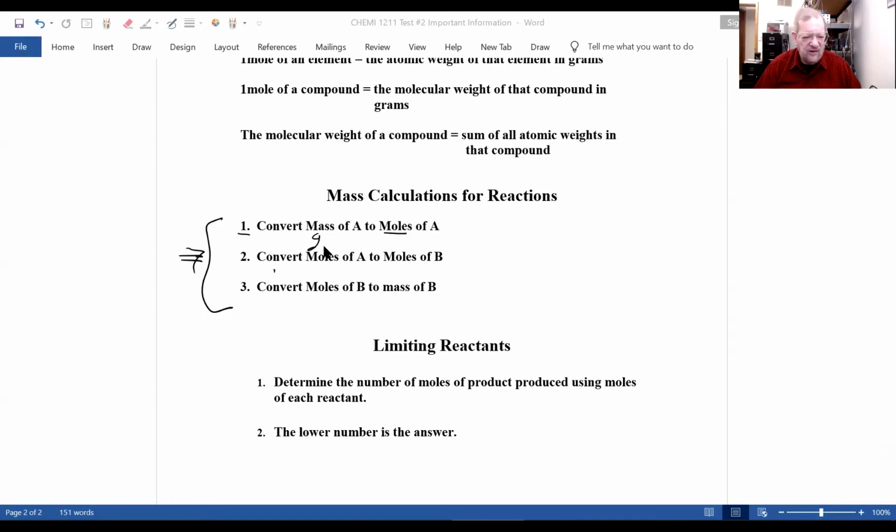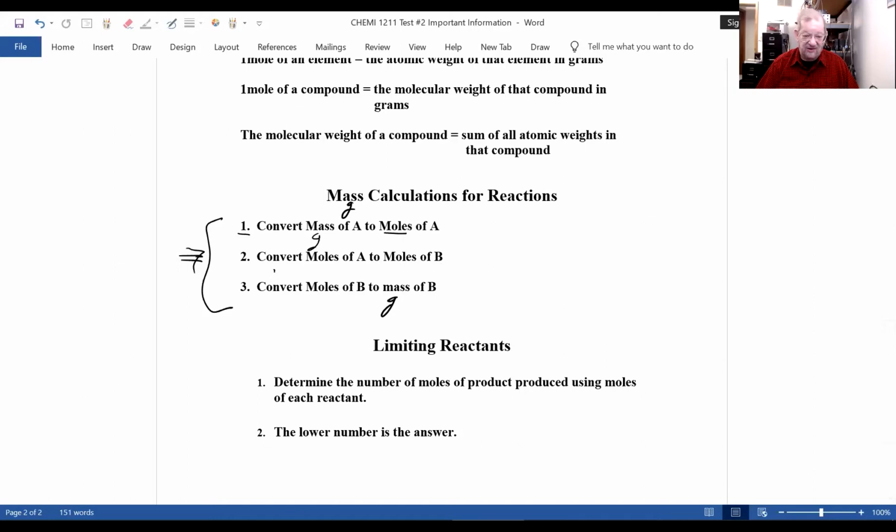All right. So when you're going from a mass of one substance to a mass of another using a balanced chemical equation, you need 3 steps. The first step, whatever you're given in weight, you convert that to moles. Second step, what you now have in moles of the compound, you convert to moles of the compound you're trying to get to. And the third step is, now you have the moles of the compound you're trying to get to, you convert that to grams. Remember, mass really means grams. And that's how you do it.